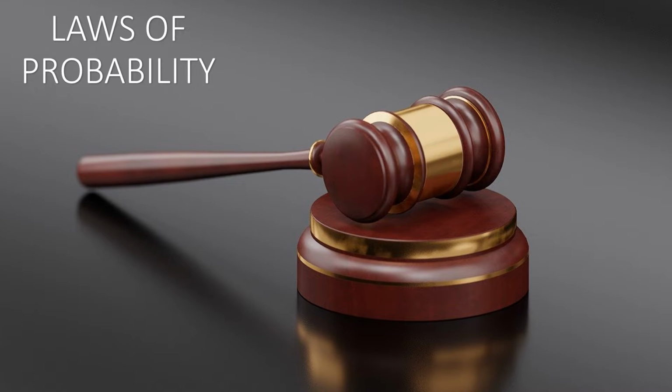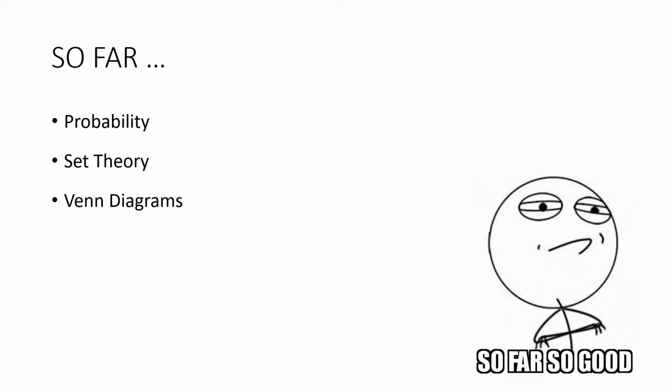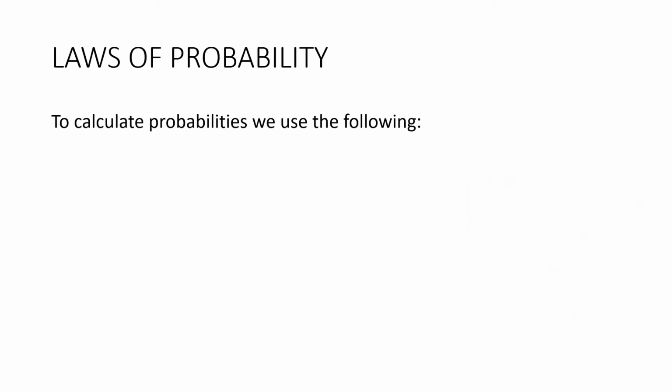In this lesson, we'll look at the laws of probability. So far we've gone over everything we learnt about probability in Years 8, 9 and 10. Then we looked at set theory and Venn diagrams. There are two laws or rules of probability that we use. The first one is the addition law.